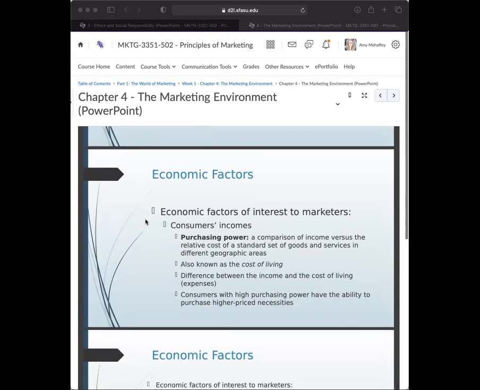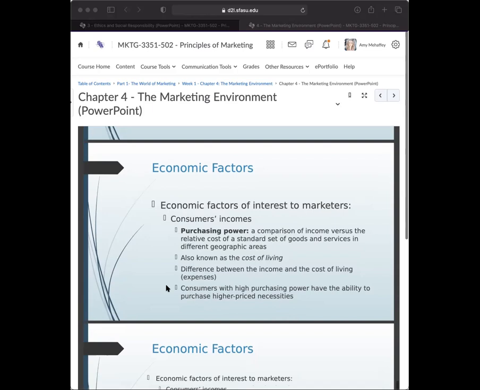We talk about purchasing power, and you'll hear that term on and off. The purchasing power that I have is probably different than the purchasing power that you have, because you're a college student, you're probably working part-time jobs, using scholarship money and financial aid maybe to pay for school. And I own a business and work full-time at SFA. So my purchasing power, my ability to buy a home, my ability to buy a car, my ability to go on a vacation is just different. We're just in different places in our life. So consumers with high purchasing power have the ability to purchase higher price necessities. Duh, we all know that. You have more money, you can buy more expensive stuff.